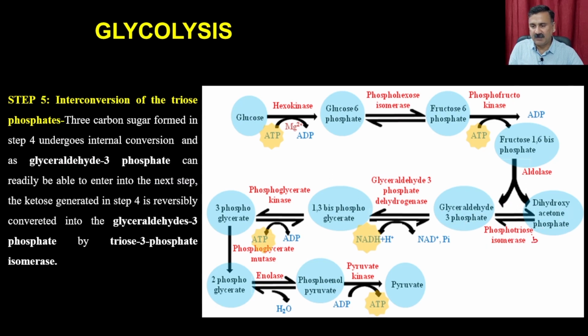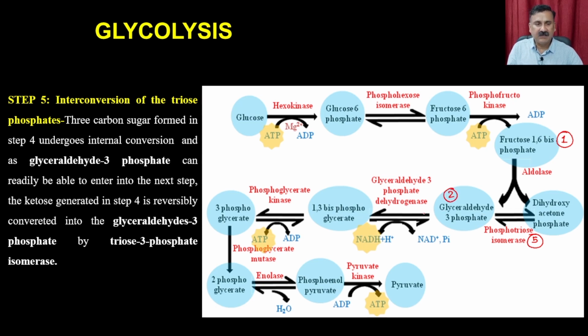So this is step number 5, and that's how, with the help of phosphotriose isomerase, the dihydroxyacetone phosphate is going to be converted into glyceraldehyde 3-phosphate. This means from one molecule of fructose 1,6-bisphosphate, you have produced two molecules of glyceraldehyde 3-phosphate.